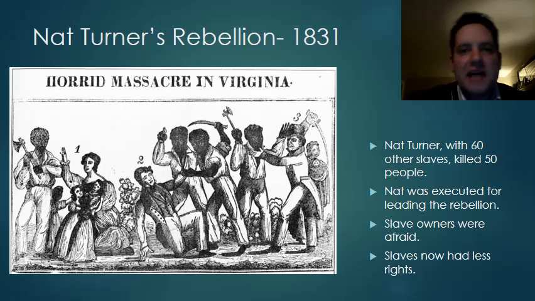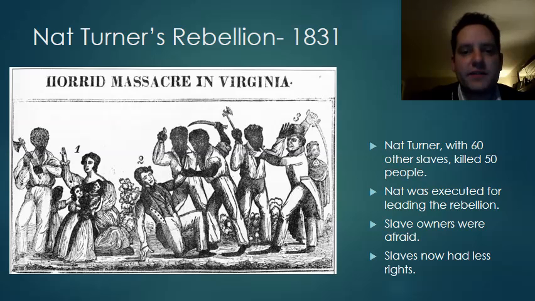Okay, so Nat Turner's Rebellion happened in 1831. Now this is a picture of the event of a horrid massacre in Virginia. So obviously the person who wrote this probably likes more these people. Okay? But look at the picture, and what do you see in the picture?